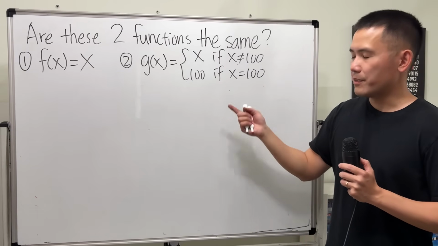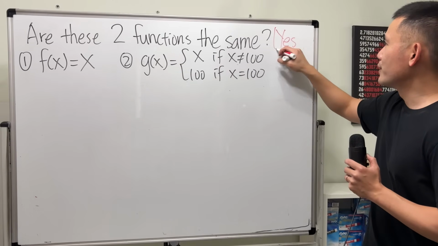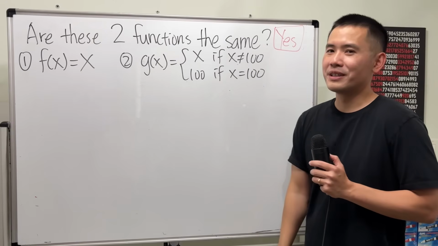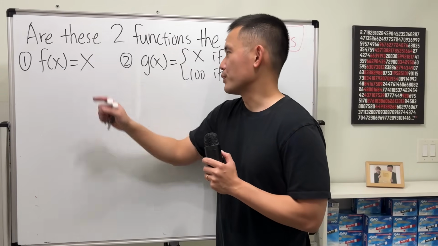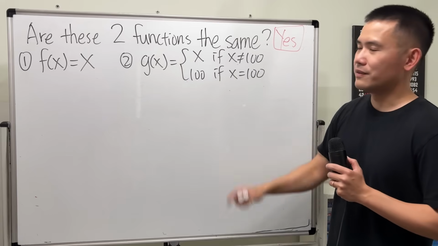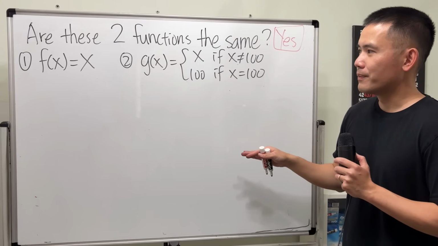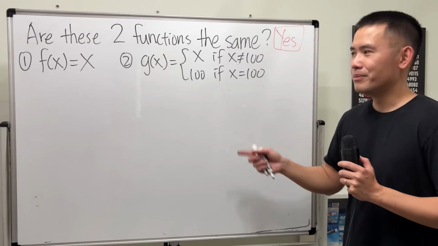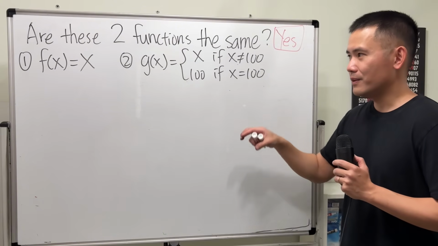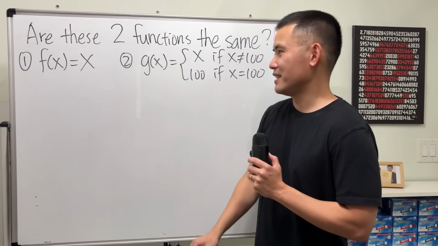Are they the same? I will tell you right away, yes, they are the same. Even though they look different, or this one looks more complicated, but they are the same. So the first one is f of x is equal to x, and then the second one has this piecewise function. The best way for me to show you that they are the same, well, I wouldn't say exactly the same, because this looks different in terms of the expression, but they have the same graph. That's the key.